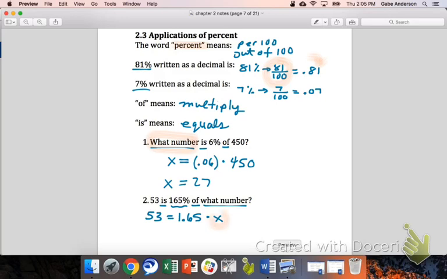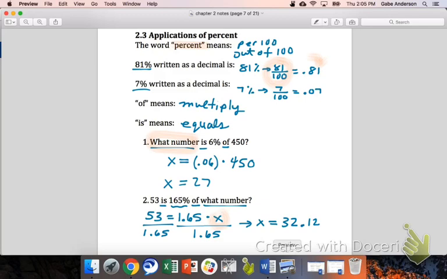We want to find x, and so we need to get rid of the 1.65. It's 1.65 times x, so we're going to divide by 1.65 in order to isolate the x. We'll divide both sides by 1.65. And 53 divided by 1.65 ends up being, we'll round this one off, we'll say that x is approximately equal to 32.12. I think if you round it off to the hundredths, that's what you get.